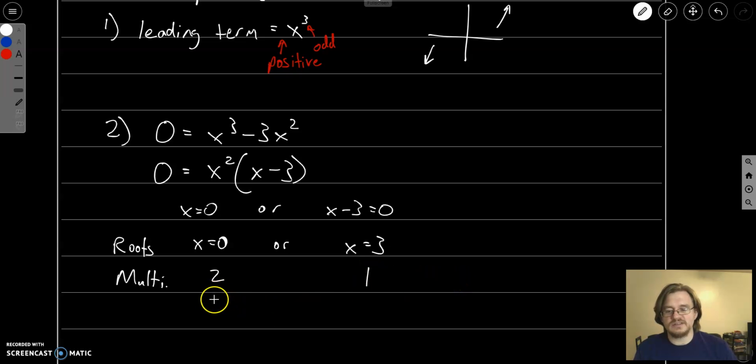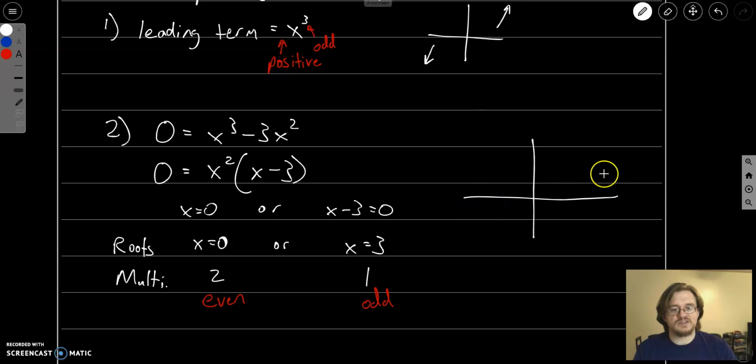So what's important here is that this is an even multiplicity, and this is an odd multiplicity. So the graph at x equals 0 is going to come up and touch the x-axis and turn around and run away. Here at x equals 3, because we have an odd multiplicity, the function is going to cross the x-axis.